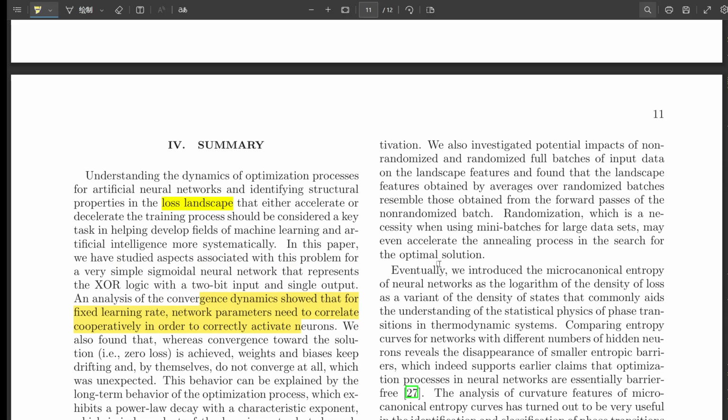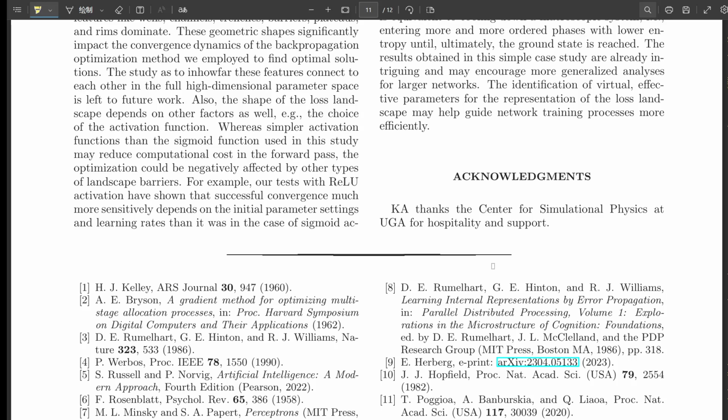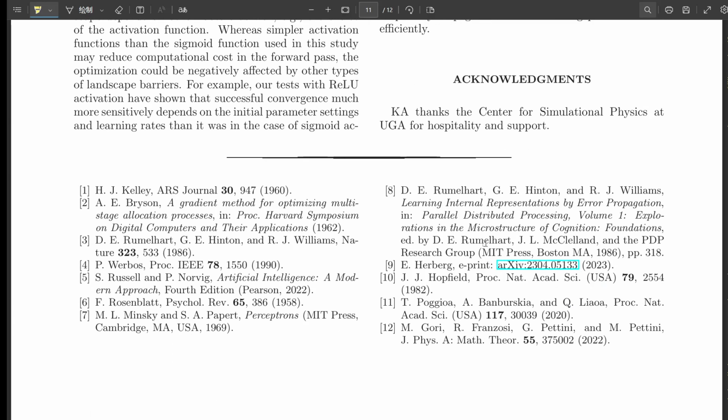non-randomized batch. Wow, so even though each run with a randomized batch looks different, the overall picture is the same. Right. And this is really important because it means using randomized mini batches in training large networks, which we do a lot because we can't use all the data at once, is a valid approach. So even with randomization, the network's still dealing with the same basic loss landscape.